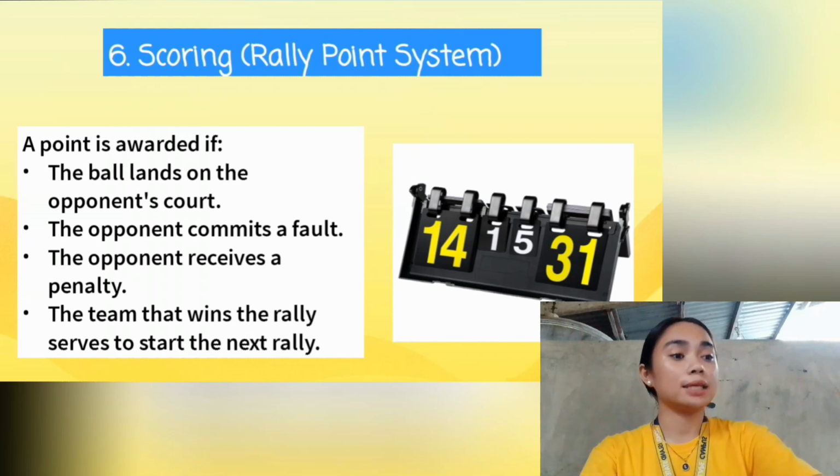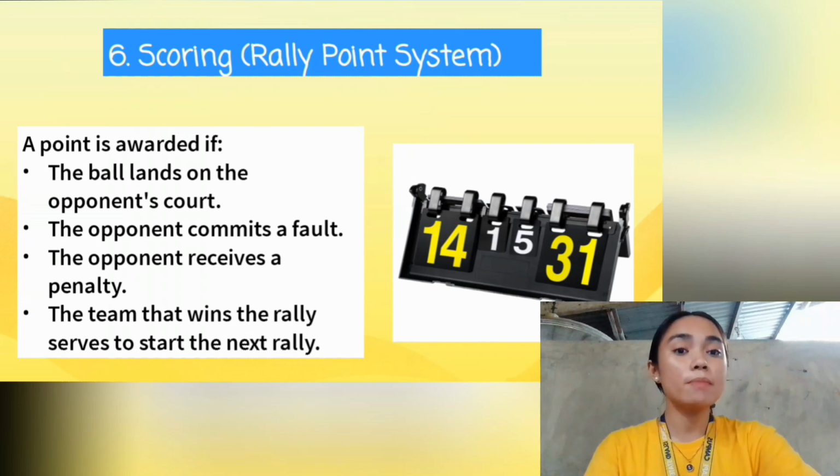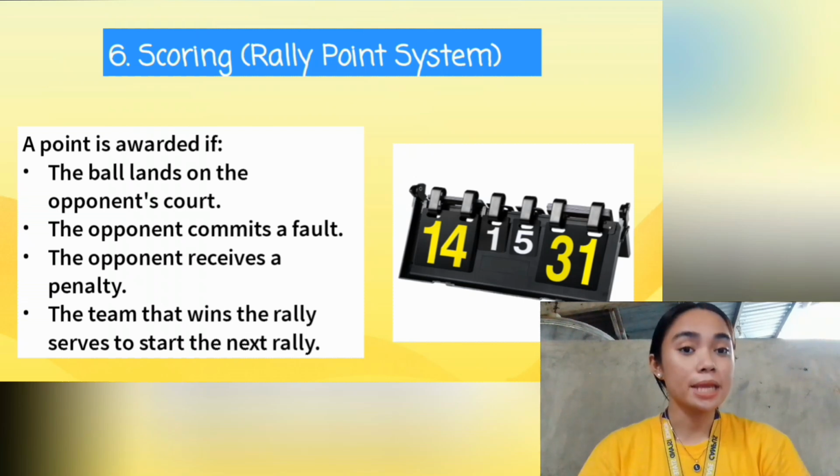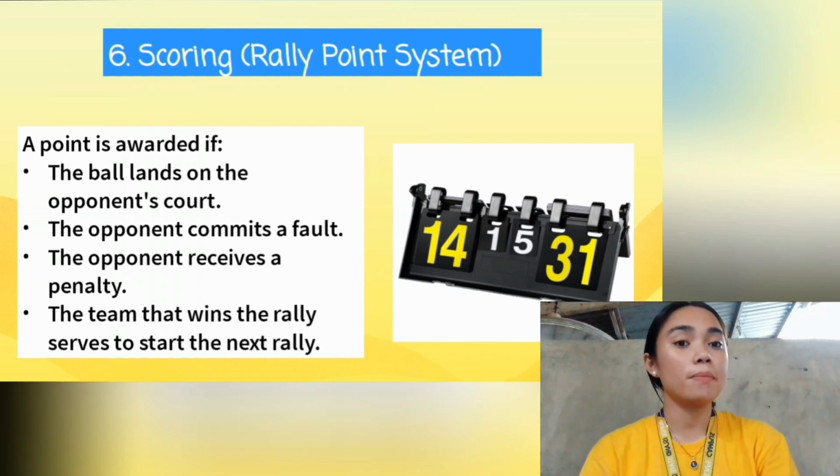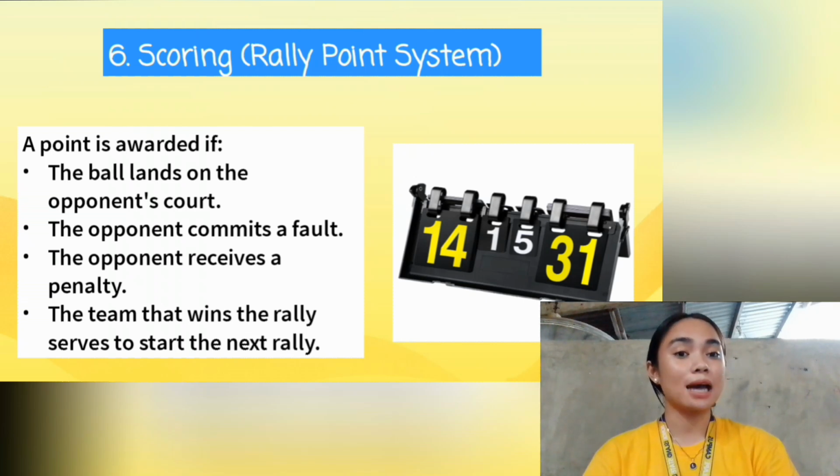Examples of a penalty are arguing with your opponent, your teammate, the referee, or the coach, delaying the game, or making an illegal substitution. So again, your team receives points or score if your opponent receives a penalty, commits faults, and if your ball lands on the opponent's court.